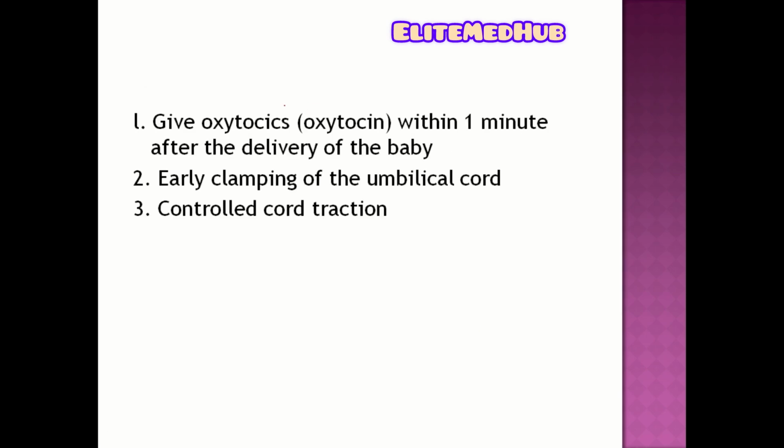So, in the active management, you begin with administration of oxytocics such as oxytocin within 1 minute after the delivery of the baby. Second is early clamping of the umbilical cord. And third is controlled cord traction.